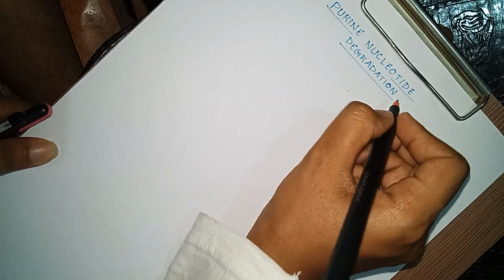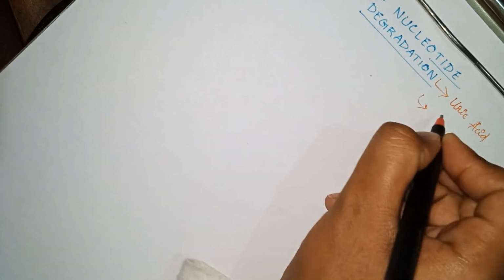So first we have to mention a few things. The final product that we are getting is uric acid. So this pathway is otherwise called the uric acid synthesis pathway. And where does this take place? It takes place in the liver.